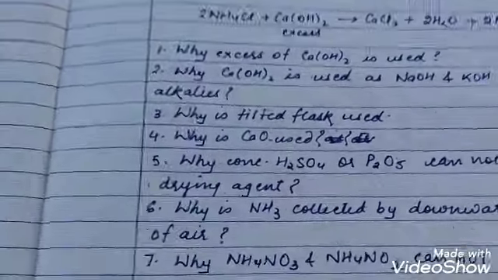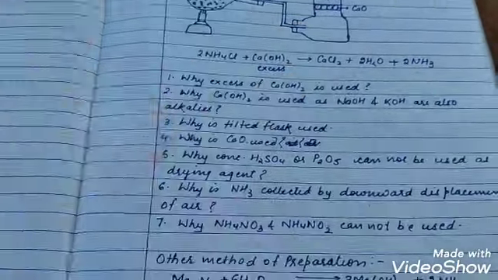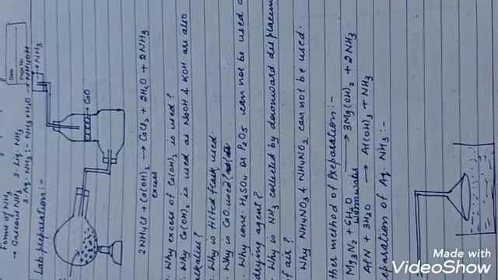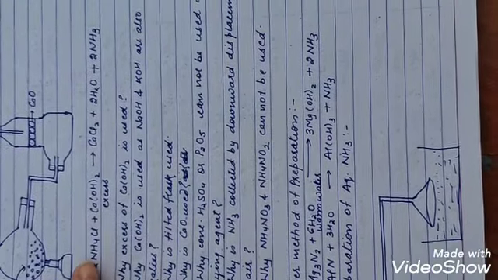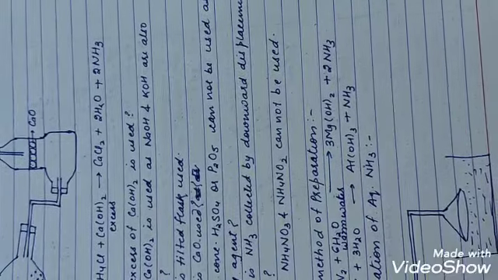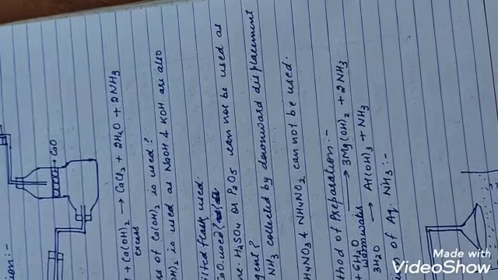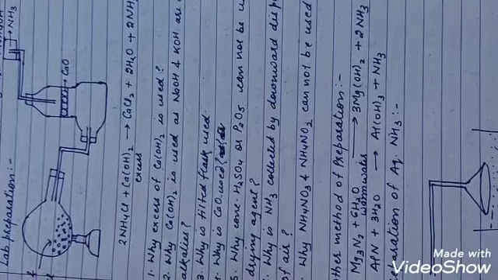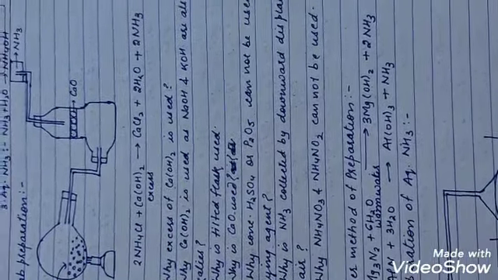Now so many questions are there based on this. First one, excess of Ca(OH)2 is used. Here it is written excess of Ca(OH)2. So why is the excess of Ca(OH)2 used? Because NH4Cl is a sublimation product, meaning it can sublime. To counteract the loss caused by the sublimation of NH4Cl, Ca(OH)2 is used in excess, so that it will react as quickly as possible with all the NH4Cl, and the loss will be less.